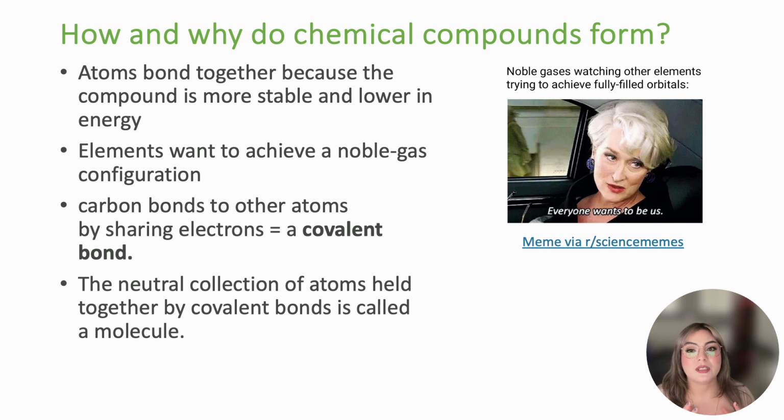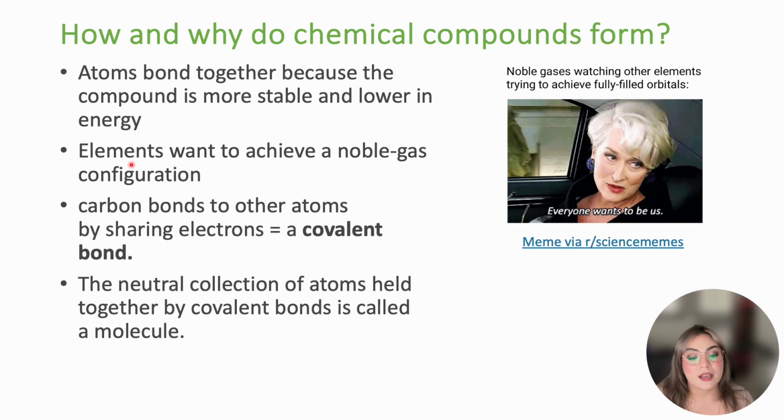A compound is two or more atoms, whether it be one type of atom or more than one type. Why do they come together? And the reason usually has to do with energy. So atoms bond together because the compound is more stable and lower in energy.